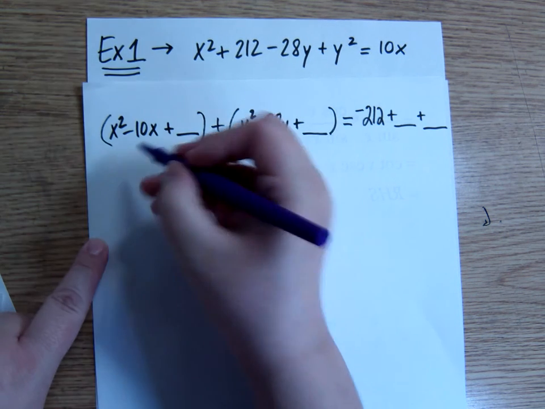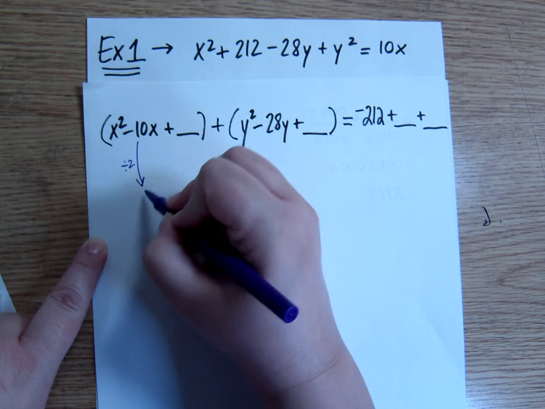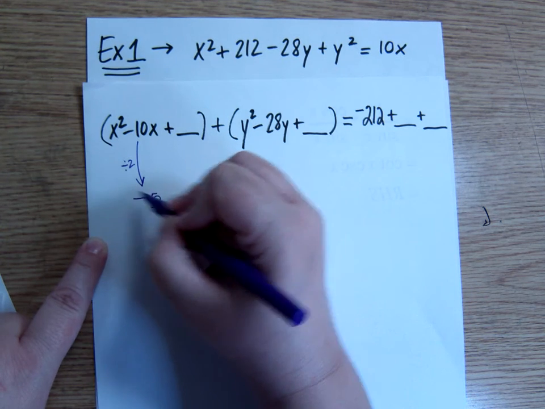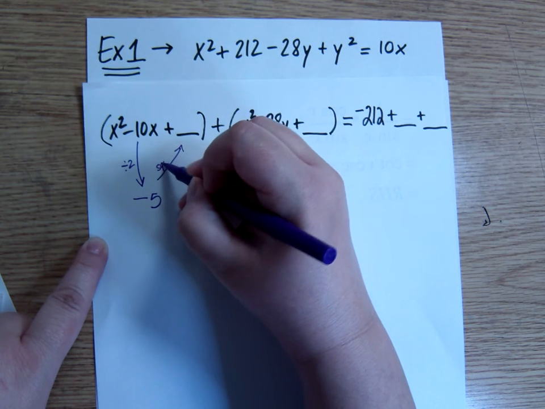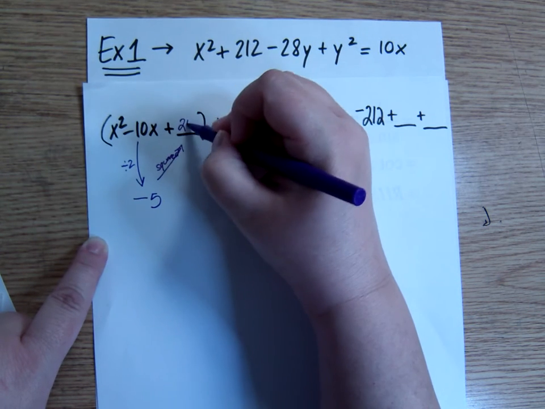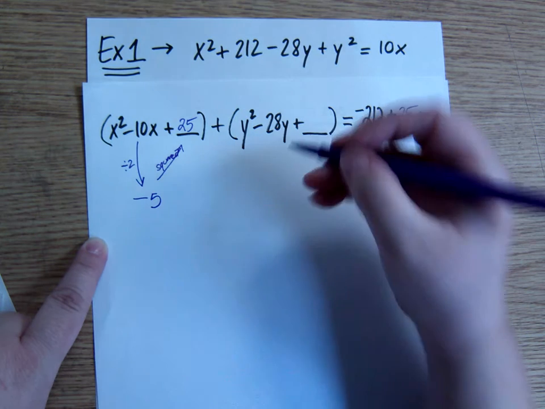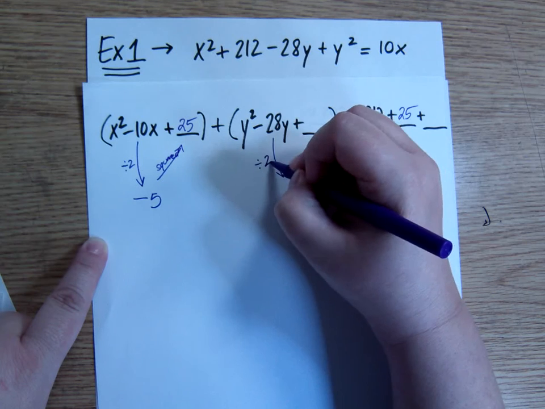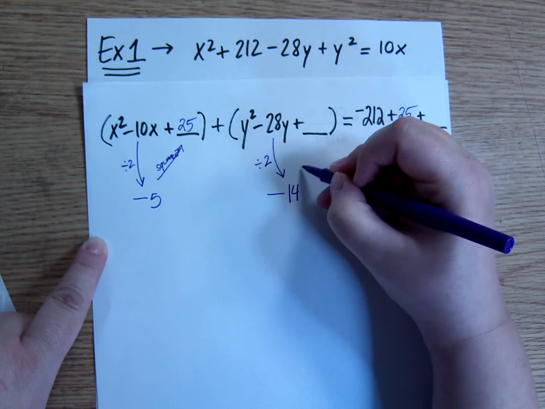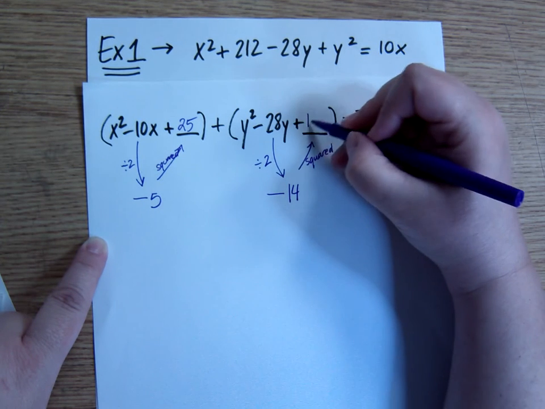All right, so half of negative 10 is negative 5. That squared is 25, and then I add it to the other side. Half of negative 14, sorry, half of negative 28 is negative 14. And then that squared is, I think, 196.